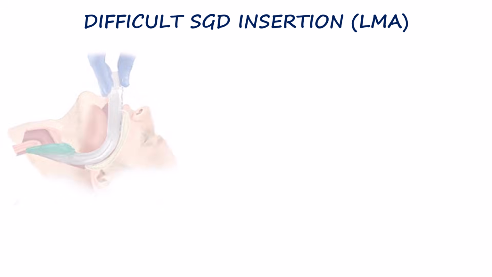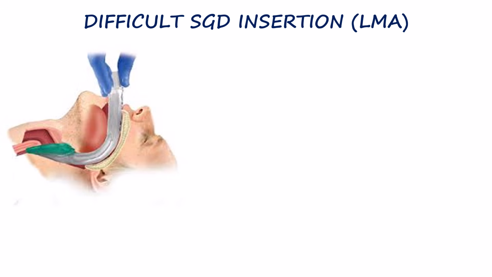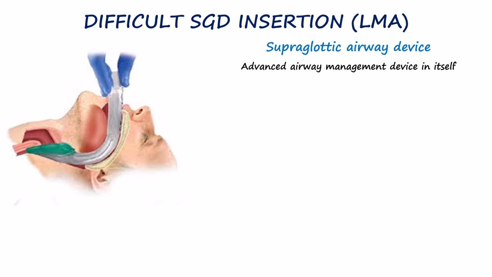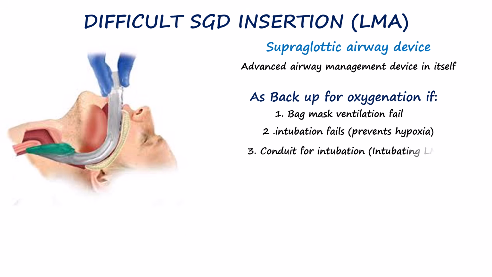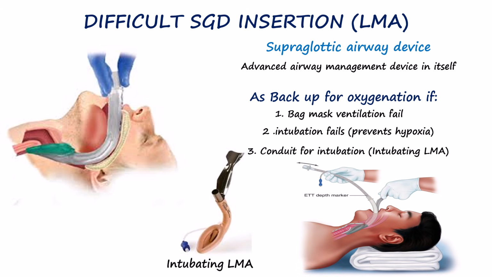Supraglottic airways are another device widely used in anesthesia as a means to secure the airway. In the context of a difficult airway, supraglottic airways play a critical role as a backup for oxygenation when mask ventilation is inadequate, and can also serve as a conduit for tracheal intubation in cases where direct laryngoscopy or initial intubation attempts fail.